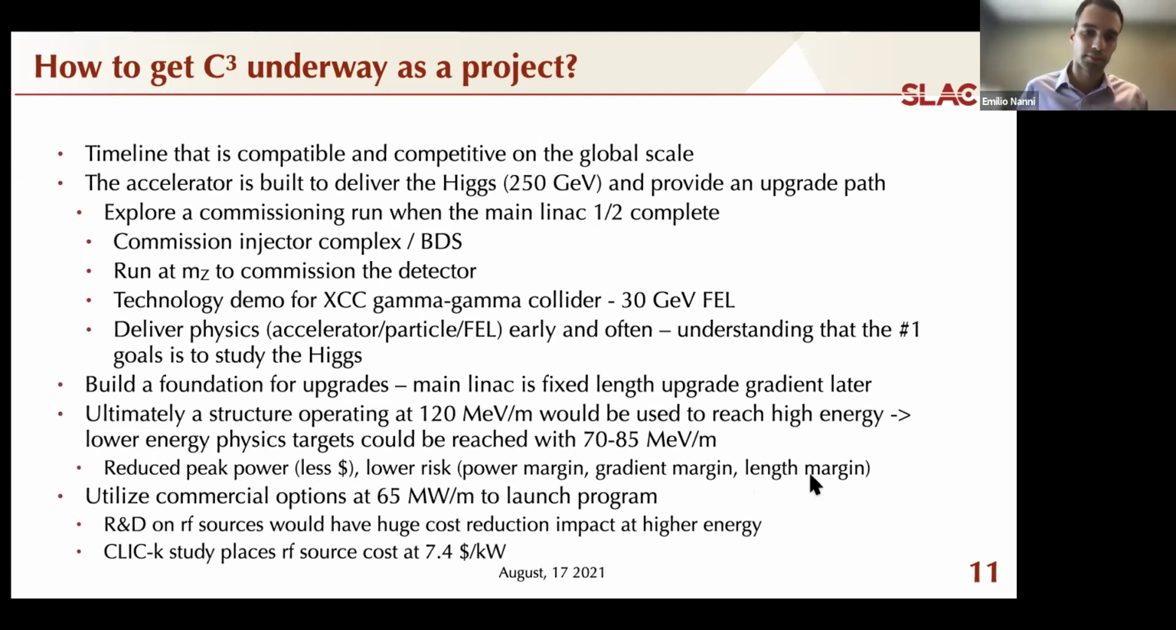So if, for example, some of the cryo modules, or let's say some of the RF sources are not operational, you can make up for that gradient by pushing harder on other sections of the complex.